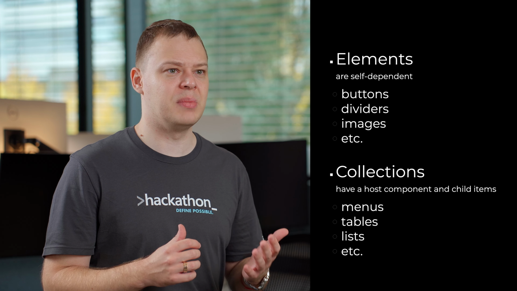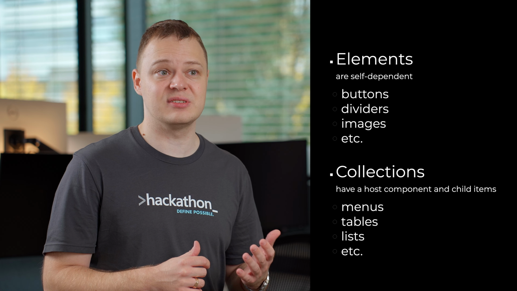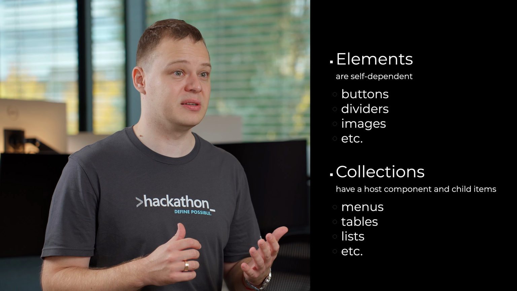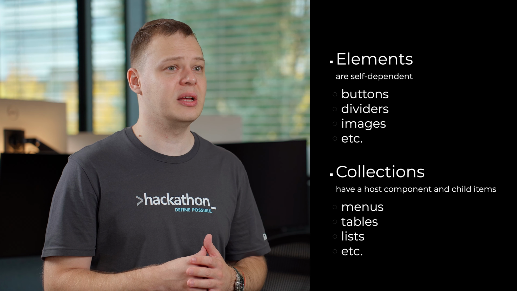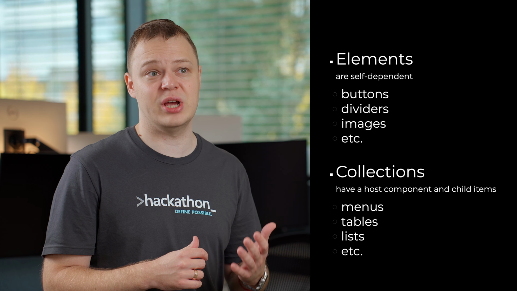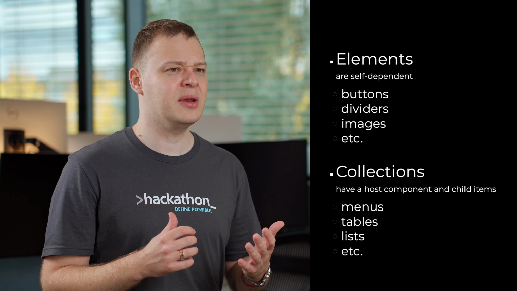How did we come up with these groups? Elements are self-dependent, for example, a button and a checkbox, while collections have a host component and child items, for example, a menu and menu items. And it's time for the most valuable question: how to define such a collection from the API standpoint in JSX markup.